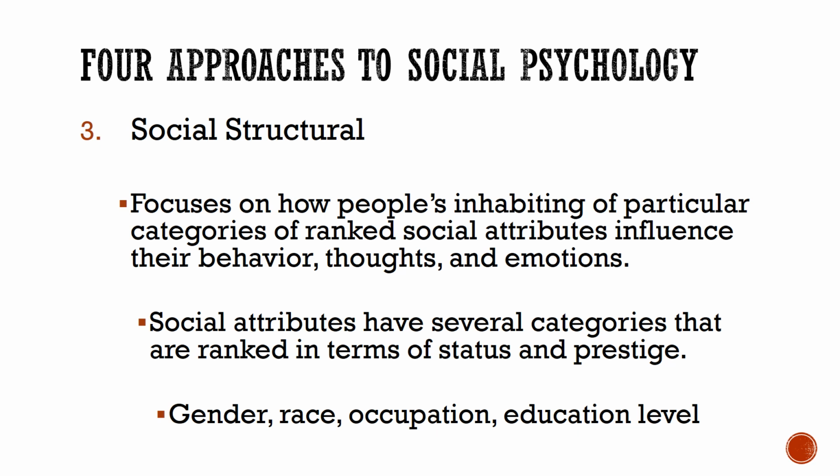For example, in the United States, racial categories are ranked according to status and prestige, with whites having the most status and prestige and all other races having less. Another example, men tend to have more status and prestige than women in American society. Yet another example, certain occupations, such as physicians, attorneys, and professors, have more status and prestige than other occupations, such as garbage collectors and custodians.